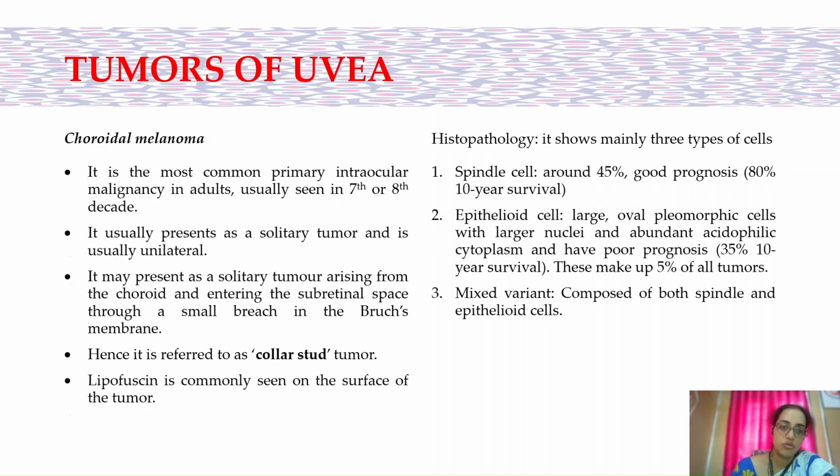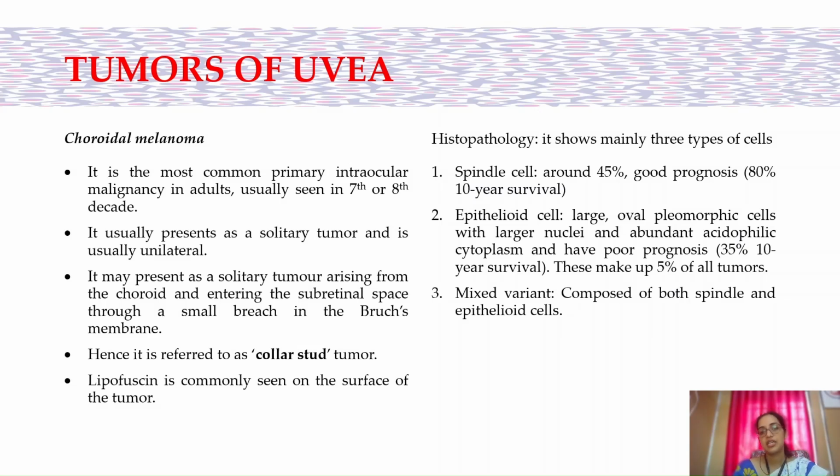Coming to choroidal melanomas, these are the most common primary intraocular malignancy in adults, usually seen in the elderly in the 7th or the 8th decade. It usually presents as a solitary tumor and is usually unilateral. It may present as a solitary tumor arising from the choroid and entering the subretinal space through a small breach in the Bruch's membrane. This appearance of the tumor is known as collar stud because there is a small extension between the choroidal part of it and the subretinal part of it. Lipofuscin is commonly seen on the surface of the tumor, which helps in identifying it.